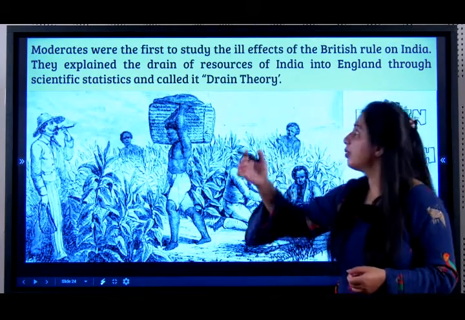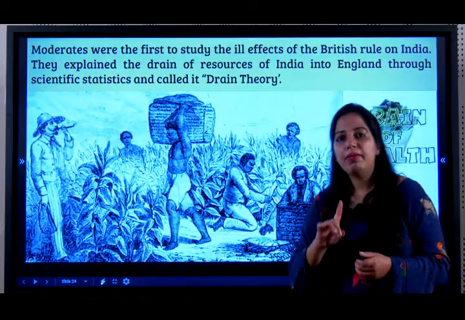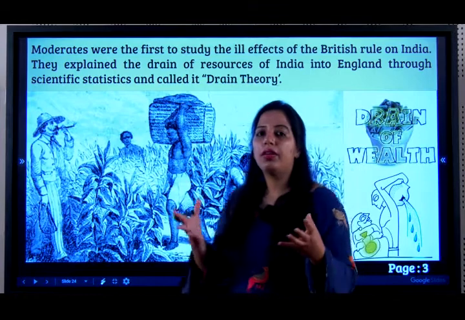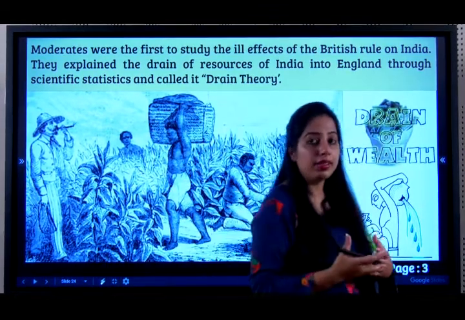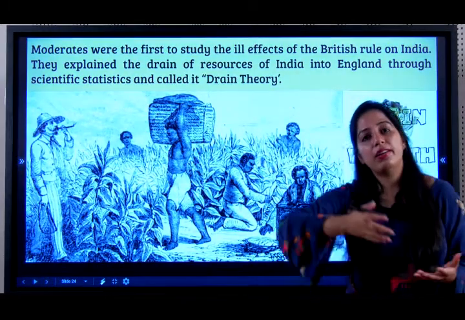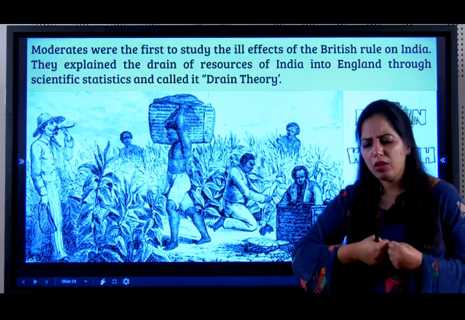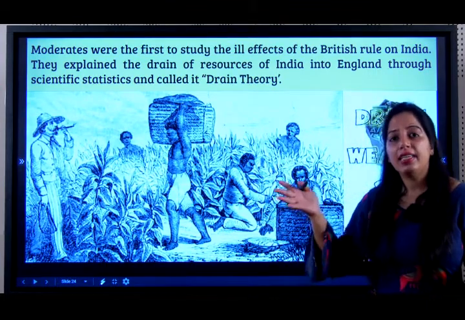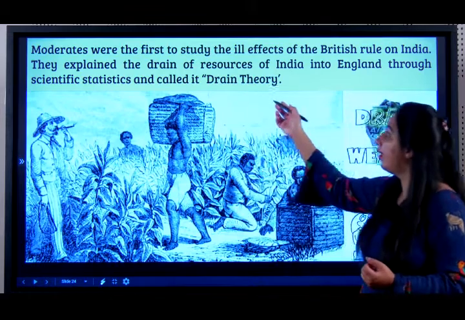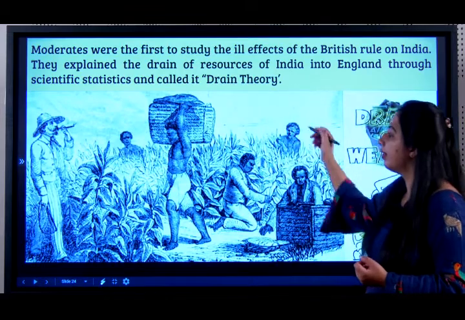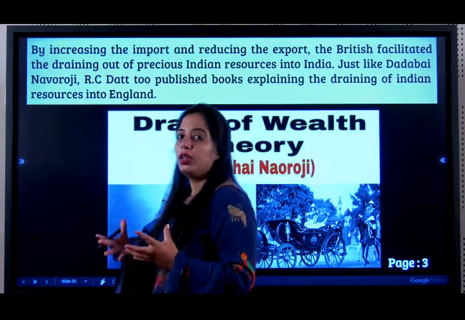They were the first to study the ill effects of British rule in India. Dadabhai Naoroji wrote a theory called the drain of wealth. They realized through this theory how India, which was such a prosperous country, lost all its wealth because of British rule. And that theory is called the drain of wealth theory or drain theory. Students, what is this draining of wealth theory?